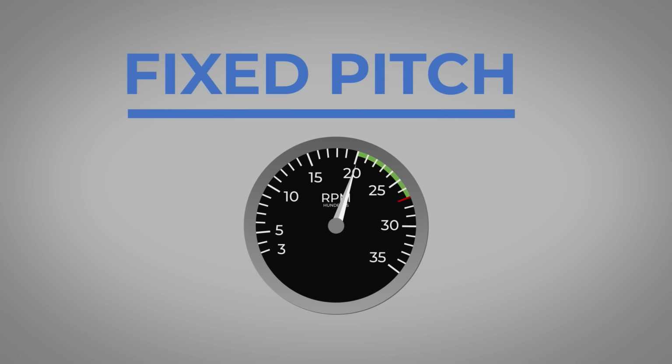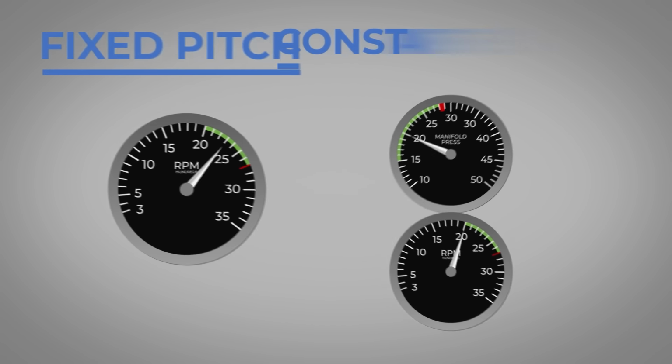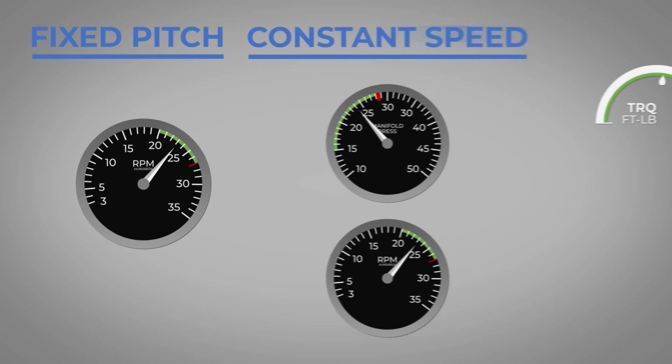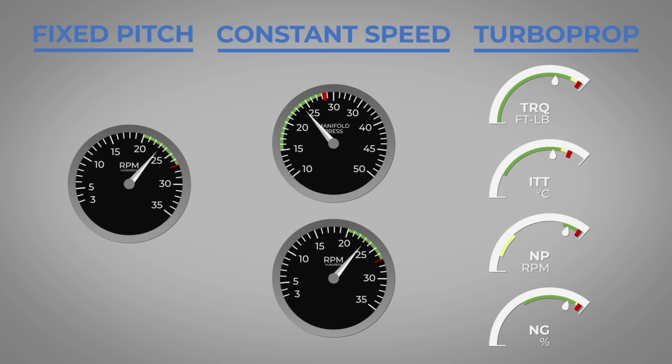In a fixed pitch propeller, you just have a tachometer showing you RPMs. In a constant speed propeller aircraft, you have manifold pressure and a tachometer. Well, in the turbine, there's a little bit more. You still have a gauge showing you propeller RPMs, but it's now labeled NP. Manifold pressure is more or less replaced with torque and ITT, but then you also have %NG in there.